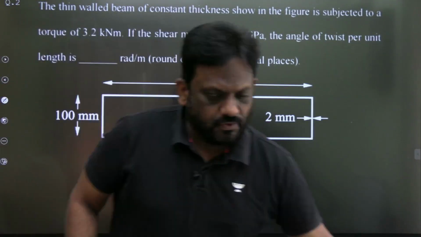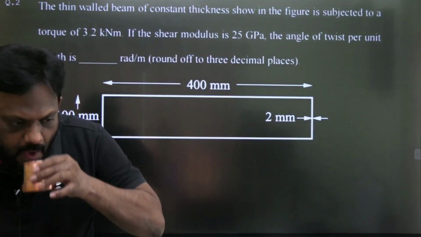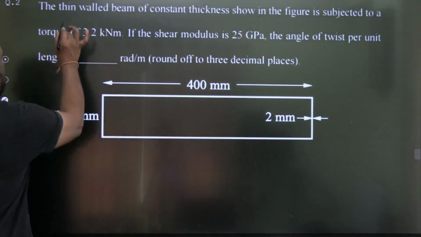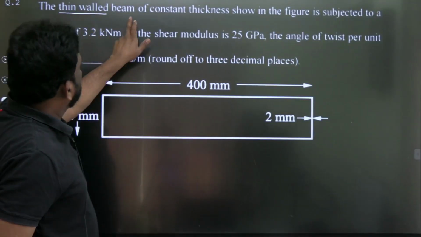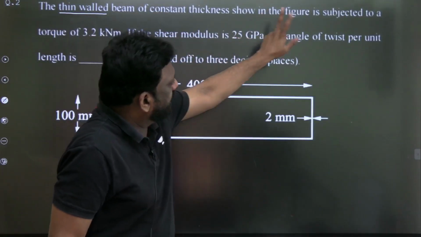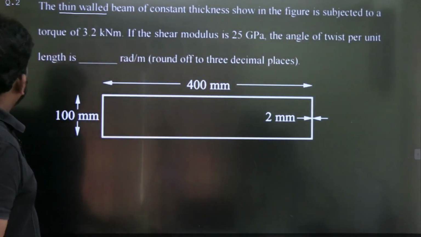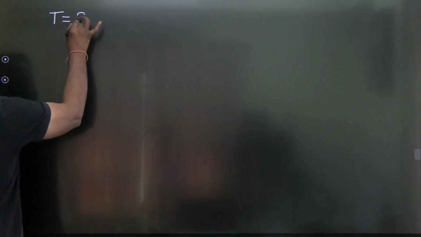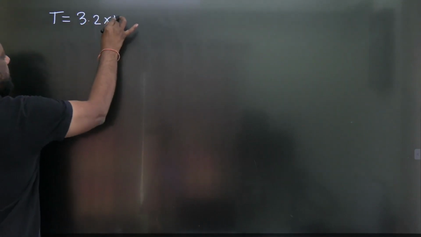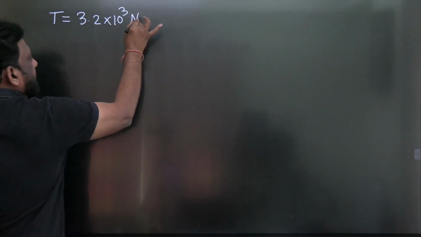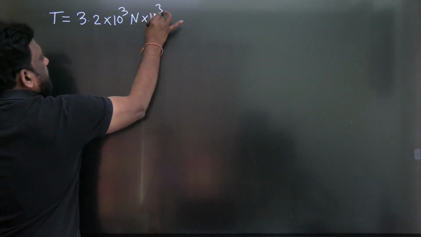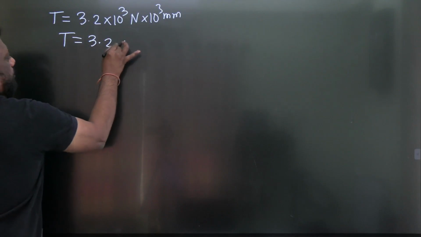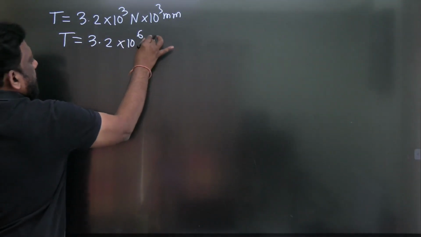Read this question. This is a good question. Please read the question. Now, please underline this: a thin walled beam of constant thickness shown in the figure is subjected to a torque of 3.2 kilonewton meter. Kilo means 10 power 3 Newton meter, meter can be written as 10 power 3 mm. So therefore, the torque is given by 3.2 into 10 power 6 Newton mm.